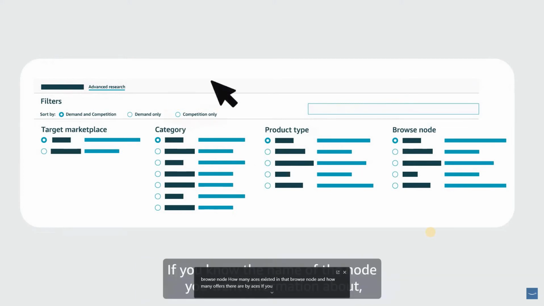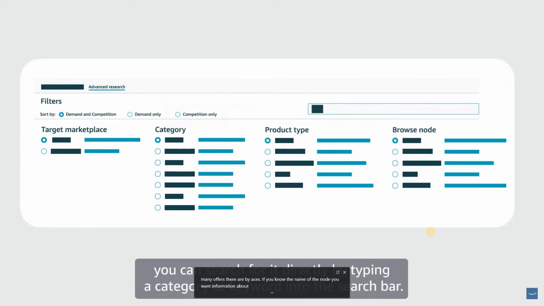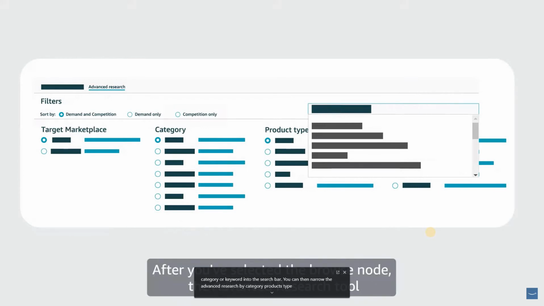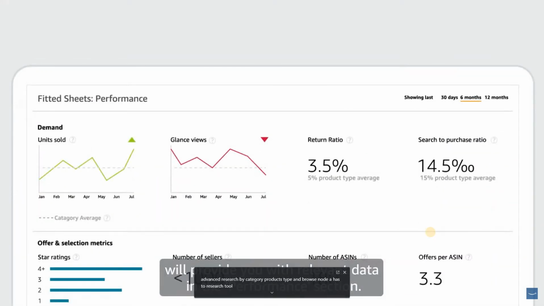If you know the name of the node you want information about, you can search for it directly by typing a category or keyword into the search bar. You can then narrow the advanced research by category, product type, and browse node. After you've selected a browse node, the Advanced Research tool will provide you with relevant data in the Performance section. It's a lot of information, so let's take a closer look at each element of demand and offer metrics.